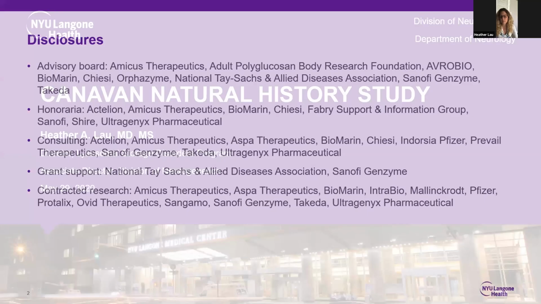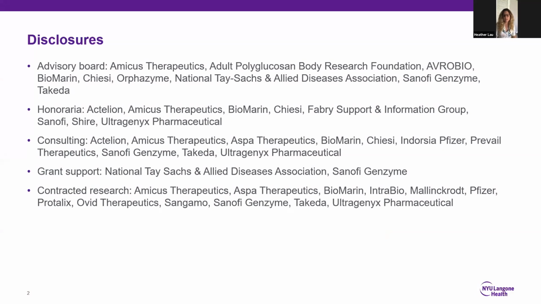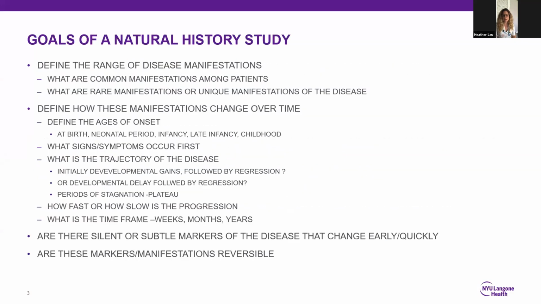Here are my disclosures. I work with pharma in a lot of rare disease drug development projects, including now gene therapy. So I want to first start off by talking about the natural history study in general. What are the goals of a natural history? What are we doing? I know that we've talked about it over the years, but it's nice to just revisit this.